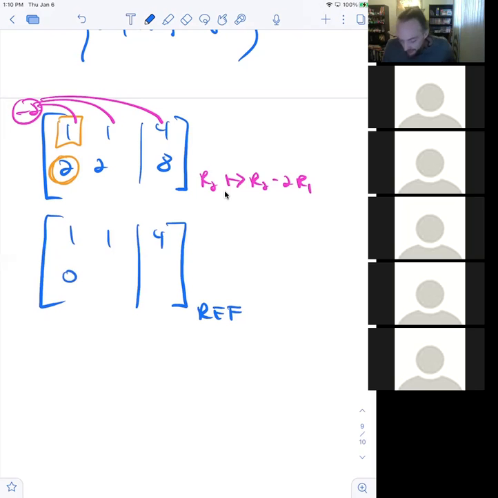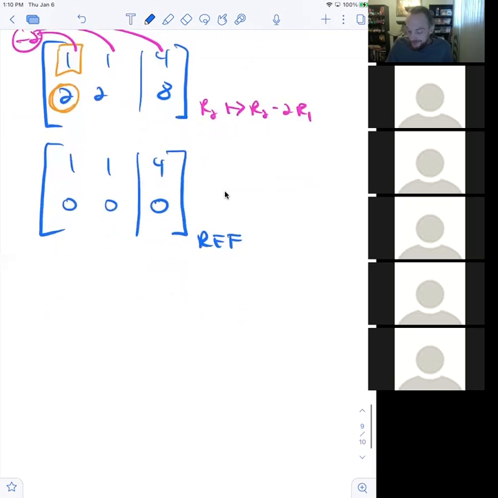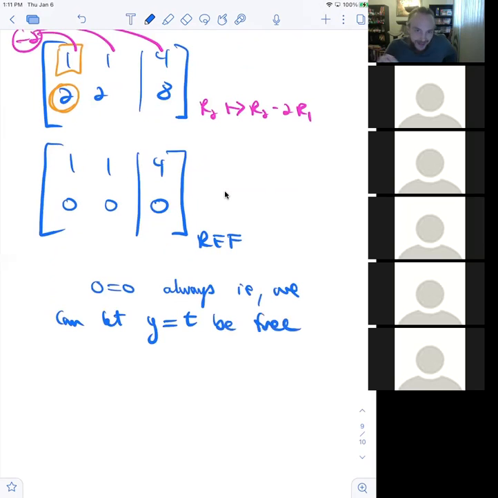Now what do I do? 2 minus 2 is 0. 2 minus 2 is 0. 2 minus 2 is 0. So what that says is 0 equals 0, and that's always true, i.e., we can let y equal t be free. So y became the independent variable, or sorry, why is it y usually when they phrase it like that? Because I want to write x2, the highest index variable, to be free. Doesn't matter, that's our convention.